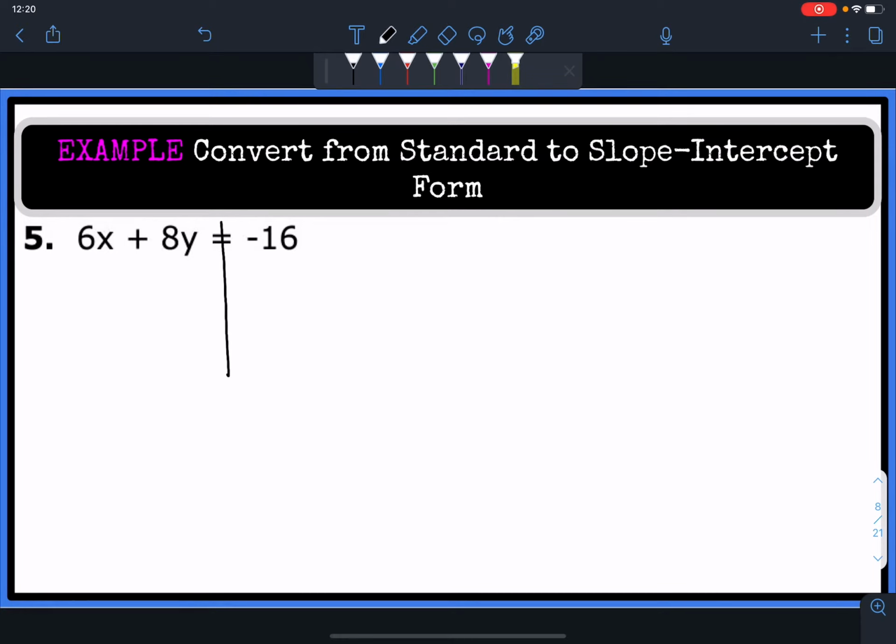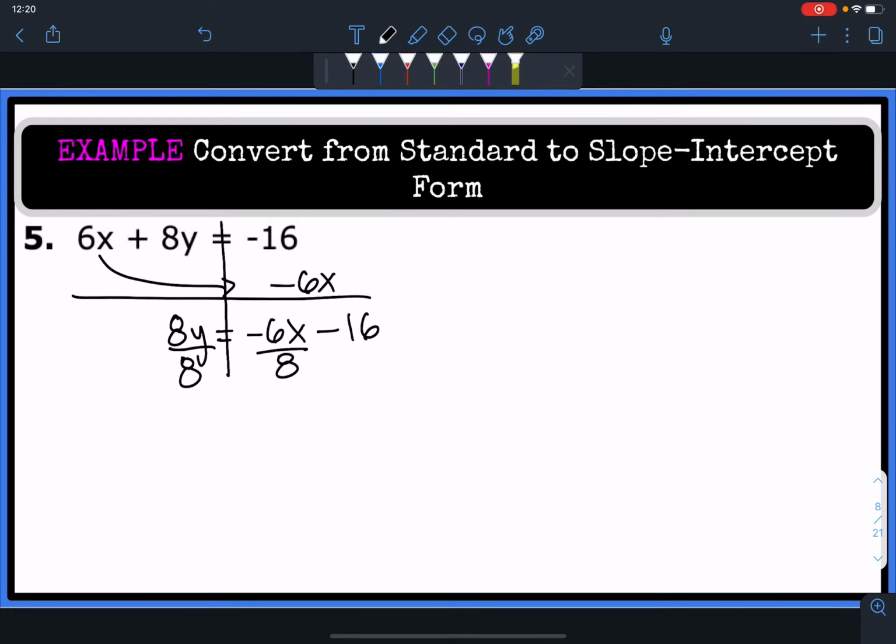So moving quite along, again, here's another example. We're going to again subtract the 6x. So move it to the right side. So we end up with negative 6x, also negative 16. We're going to divide by 8. And y is equal to negative, well, this simplifies to 3 over 4x minus 2.